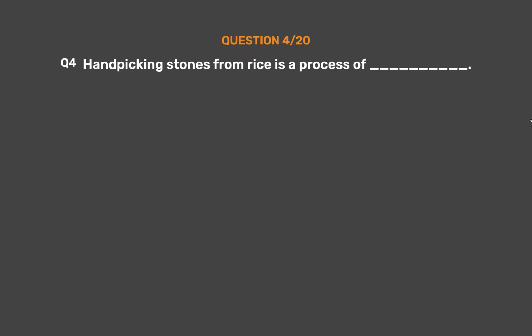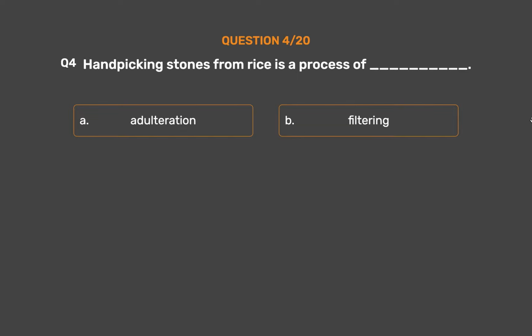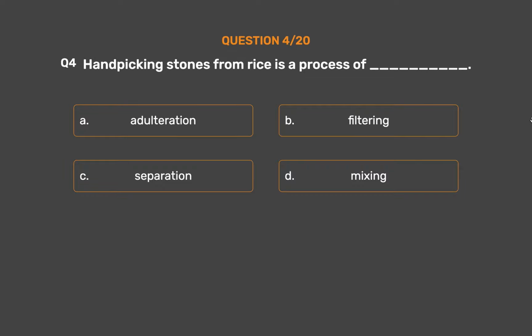Question number 4. Hand picking stones from rice is a process of ____. Option A. Adulteration. Option B. Filtering. Option C. Separation. Option D. Mixing.